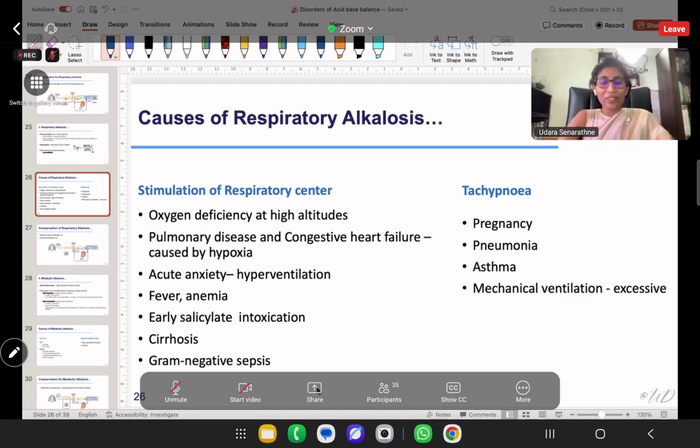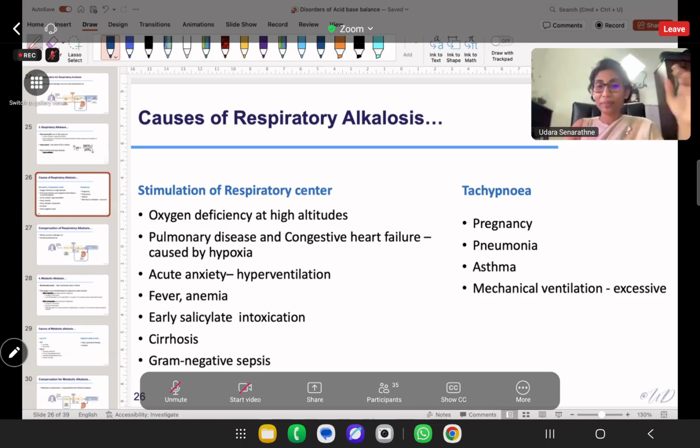In cirrhosis, you are going to have ammonia that is not being detoxified by the liver through the urea cycle. So you are accumulating ammonia, which will stimulate the respiratory center to hyperventilate and lead to respiratory alkalosis. Okay, and tachypnea, pneumonia. So any instance which will lead to increased ventilation will lead to respiratory alkalosis.